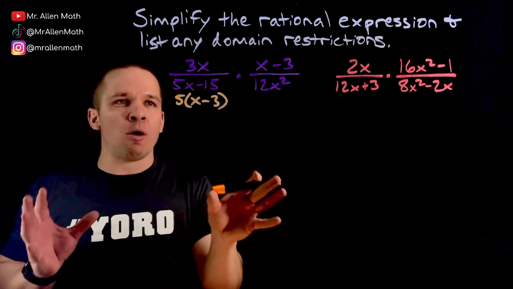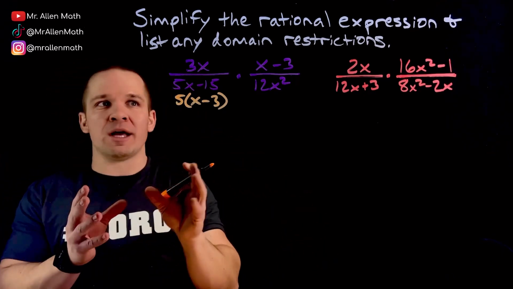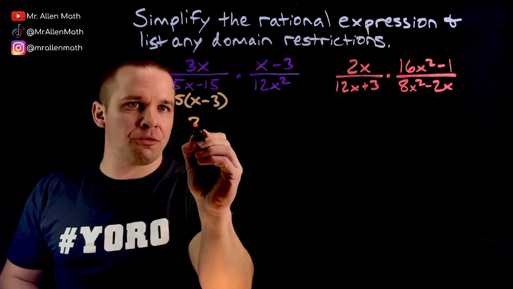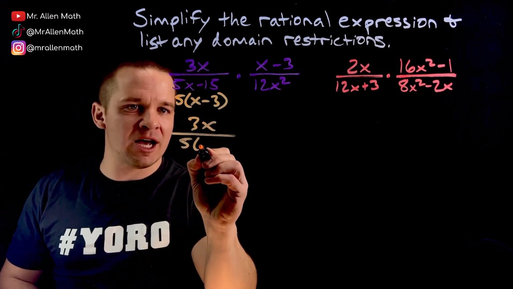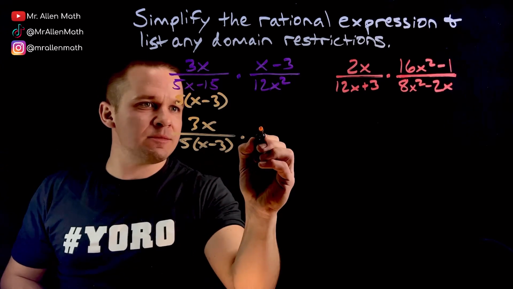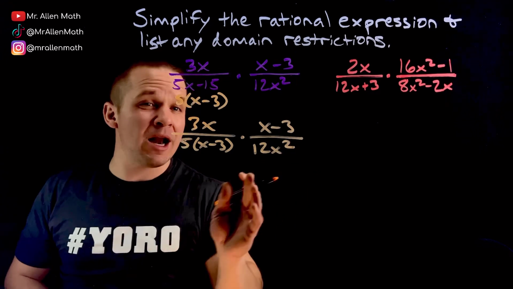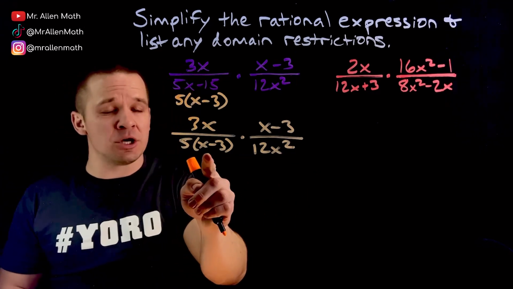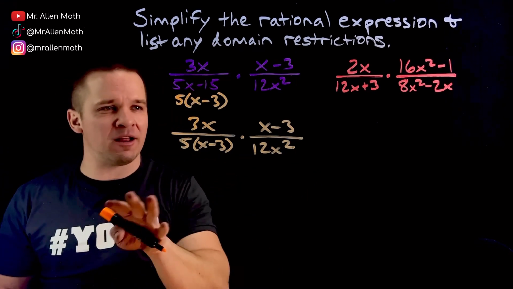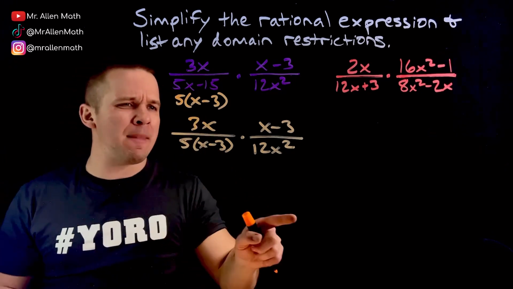Now I'm going to rewrite this, and then we're going to do some cancellations if possible. So I have 3x over 5 times x minus 3, times x minus 3 over 12x squared. We have to make sure that we include x cannot equal 0 and x cannot equal 3 in my final answer, so help me remember. Thank you.